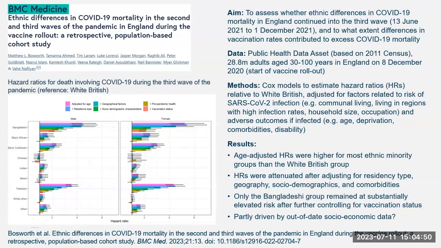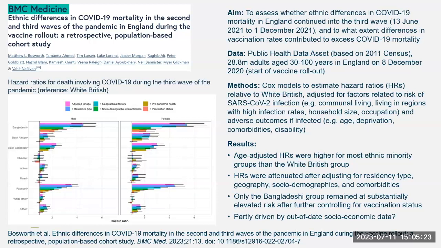What we can see is these are the age adjusted results, and then here throughout the rest of the bars we do sequential adjustment for a range of different socio-demographics, basically things which could be related to either the risk of being infected with coronavirus or the risk of dying once infected. We control for a whole range of social demographics. We control for comorbidities, and then the very bottom line, which is the salmon line, at the bottom is after we additionally control for vaccination status, because obviously we know that different ethnic groups are more or less likely to be vaccinated than others.